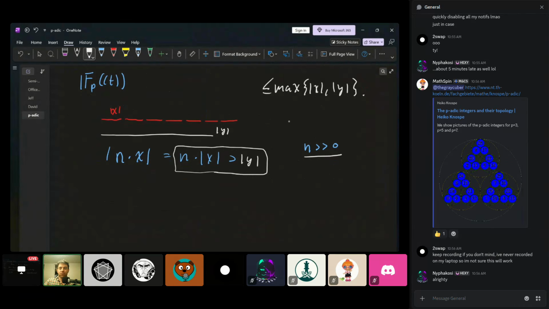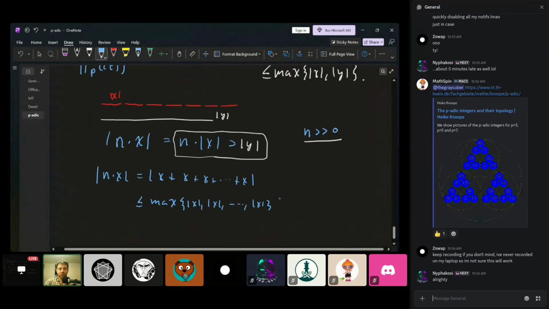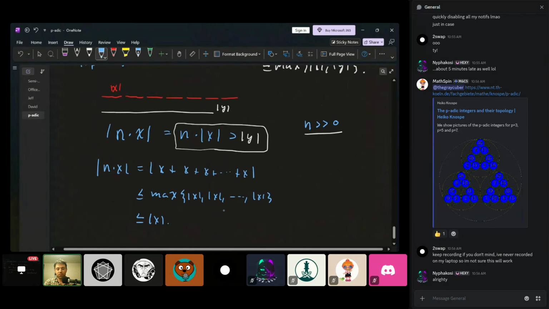But now this fails, right? This fails in non-Archimedean land because n times x in non-Archimedean land is just x plus x plus x plus dot dot dot plus x, n times, but that is bounded by the maximum of the absolute value of x and the absolute value of x and so on, which of course is bounded above by the absolute value of x. So somehow you put p-adic sticks together and they don't get any longer. Another way in which the p-adic numbers are very strange.